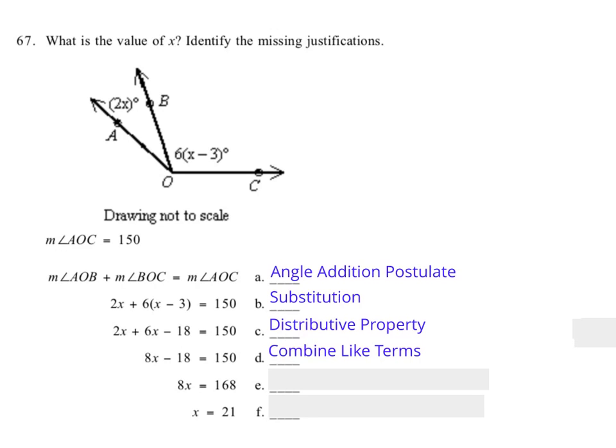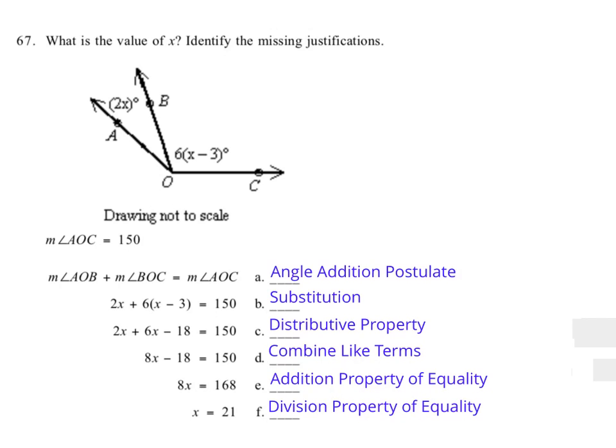Okay, and then from here to here, what did we do? Well, they must have added that 18 on to both sides because this increased by 18 and that disappeared. So they added the same amount to both sides. That is the addition property of equality. And then here we had 8 x's. Now we have a single x because they divided by 8. Here we had 168. Now we have 21 because they divided by 8. That is the division property of equality. And you are done.